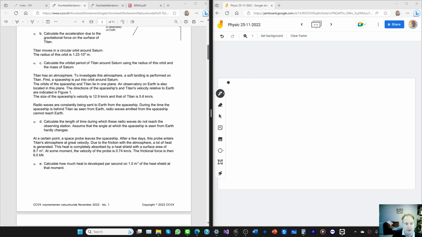Okay, so we have our space probe, which is going through the atmosphere with some great velocity, and there will be an opposing friction force.